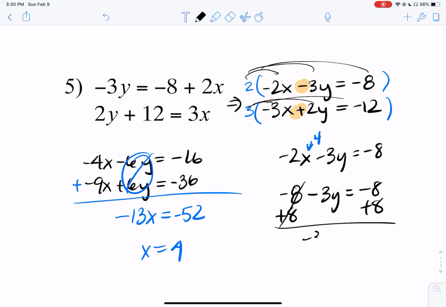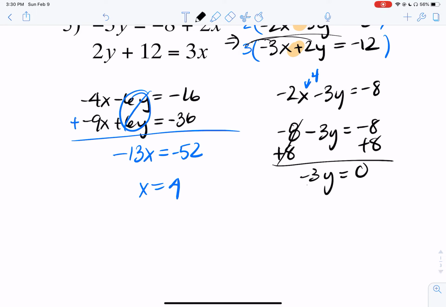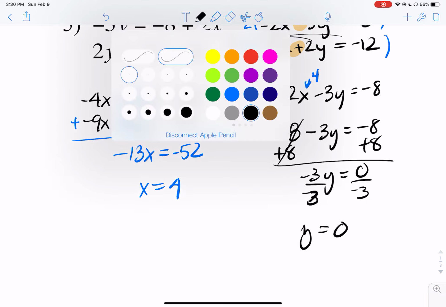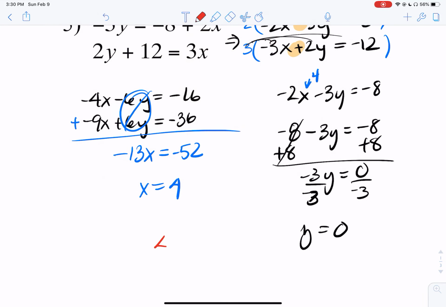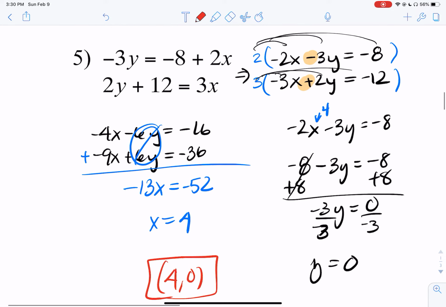That cancels out, and we end up with negative 3y is equal to 0. So when we divide by negative 3, excuse my sloppy handwriting, the value of y will be 0. So we got our solution: 4, 0. That's where the two lines are going to intersect.